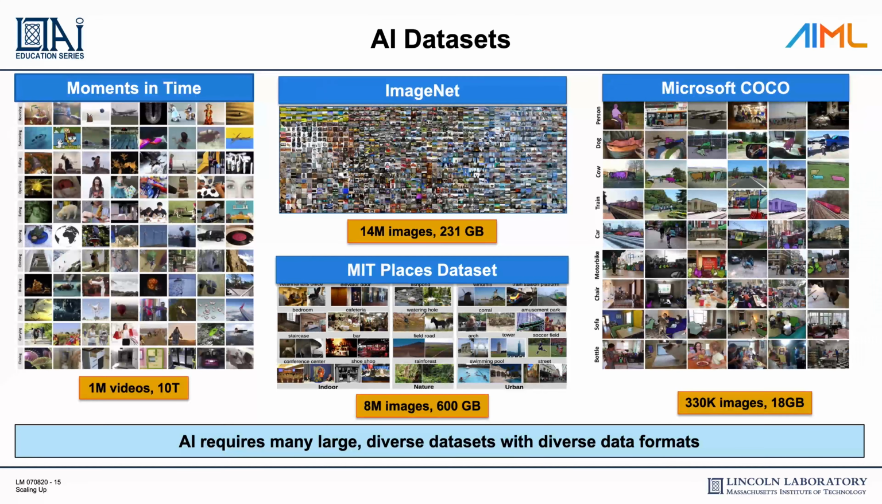The Microsoft COCO dataset is a modest size at 18 gigabytes, but many other common image datasets, like ImageNet and the MIT Places dataset, take up hundreds of gigabytes. The Moments in Time dataset, which contains 1 million short videos, totals 10 terabytes of data, or 10,000 gigabytes. For reference, the GPUs that we currently have on our system have 32 gigabytes of RAM. In order to train these large datasets efficiently, we have to be able to break up datasets across different GPUs on different computers and train the same model.